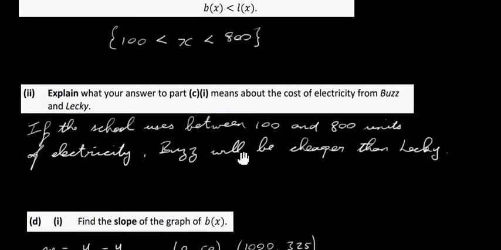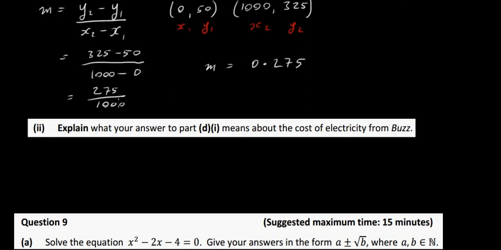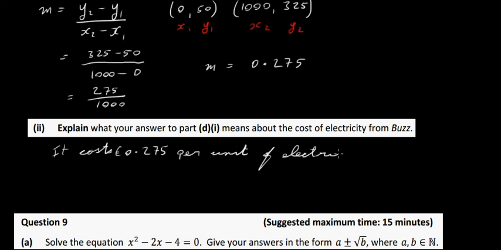And we got, what did we get? 0.275. So what it means is that it costs 0.275 euros per unit of electricity. And that's it for question 8.